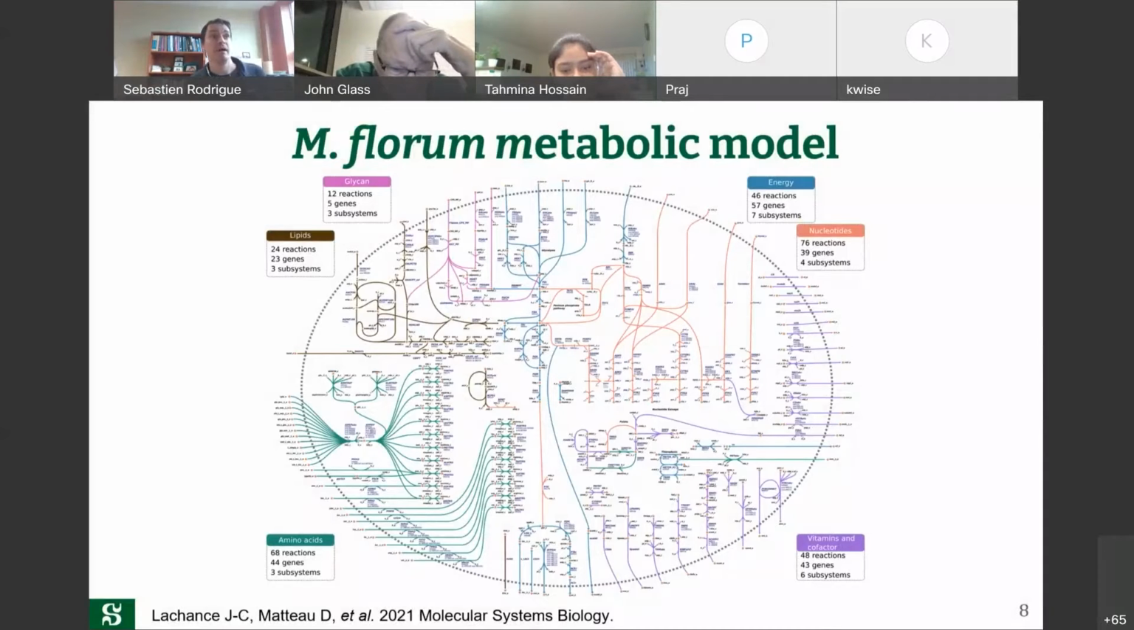We then decided to use as much of this information as possible to build a metabolic model for M. florum, and this was published a few months ago. So this is the metabolic map for Mesoplasma. It's pretty similar to other mycoplasmas. There's a reduced metabolism inside of the cell, and there are a lot of transport reactions. And using this model, we were able to predict different phenotypes.